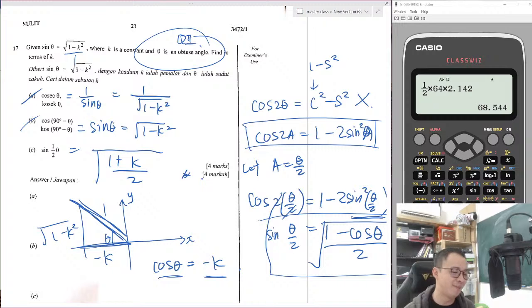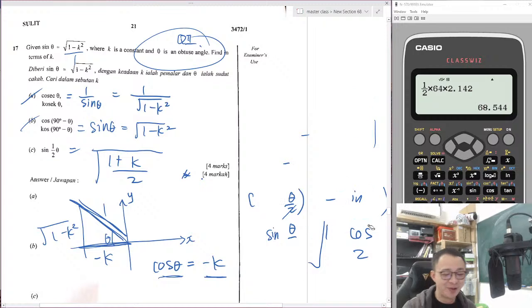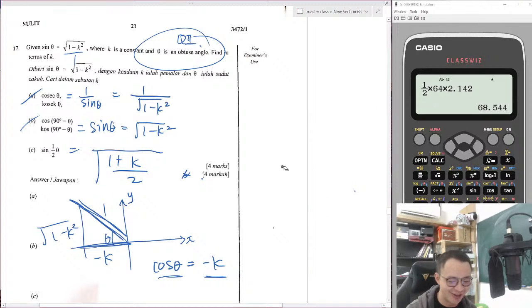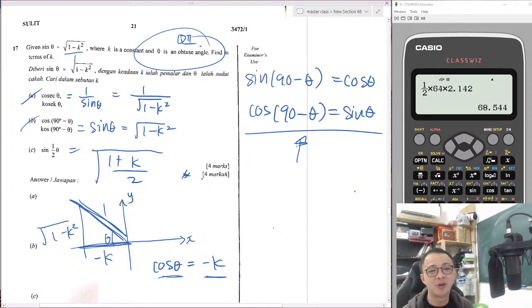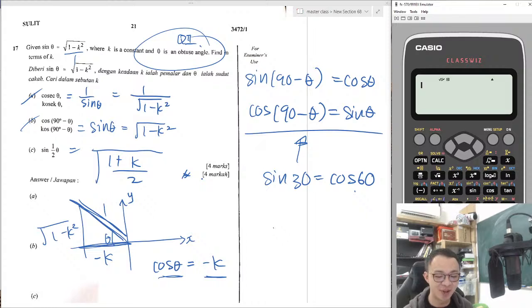Okay, if you don't understand B, B basically is a sort of formula. But if you want me to explain the formula, I'll try my best, because we know sine 90 minus theta equals cos theta, and cos 90 minus theta equals sine theta. If you want me to explain this one, normally I prefer it like this. I know sine 30 will equal cos 60 because of this formula. But let's see whether my prediction is correct or not. Sine 30 is 0.5 or 1 over 2. And then cos 60 is still the same, 1 over 2.